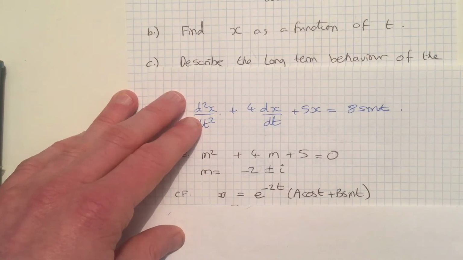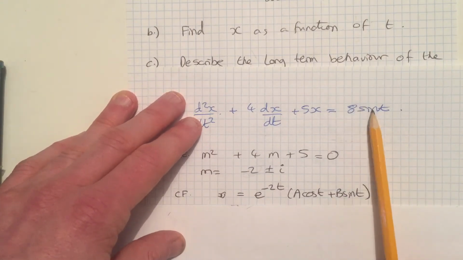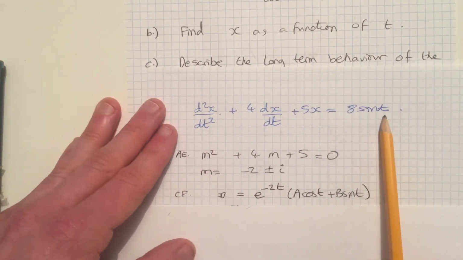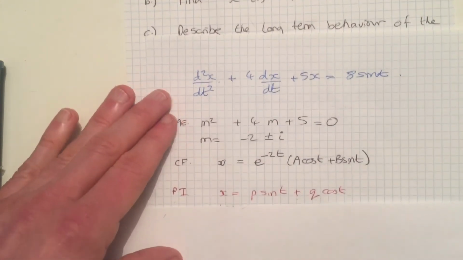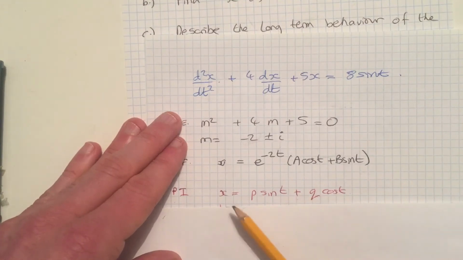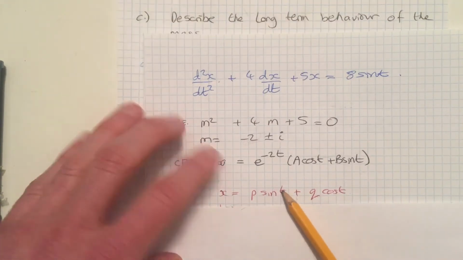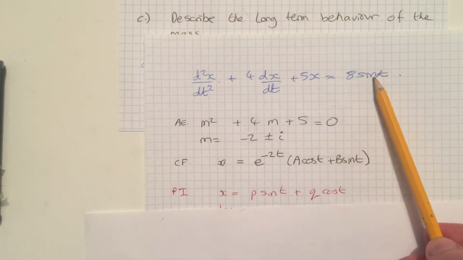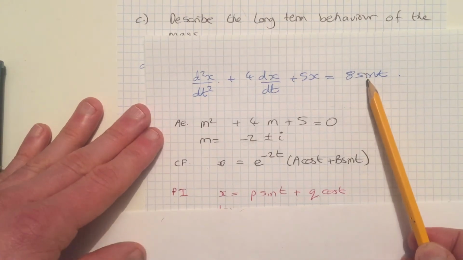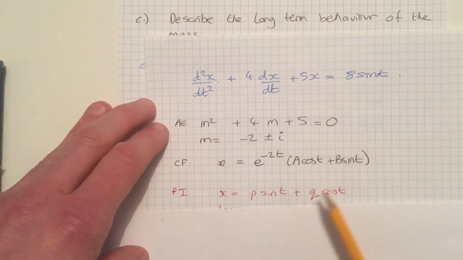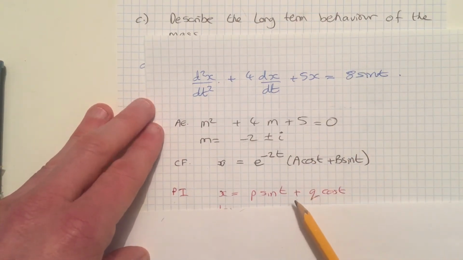I then need to find my particular integral, because this is a non-homogeneous equation. So because it's an 8 sin t there, I'm thinking that my particular integral is going to be x equals p sin t, and it's a 1t because it's a 1t here, plus q cos t. Remember that whenever you have a trigonometric function, you need to have a combination of sine and cos in your particular integral.